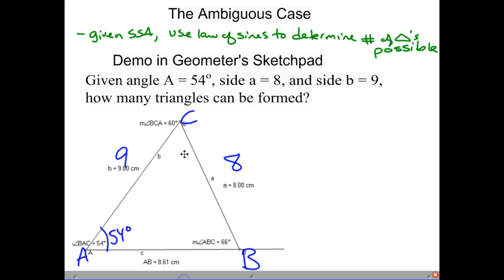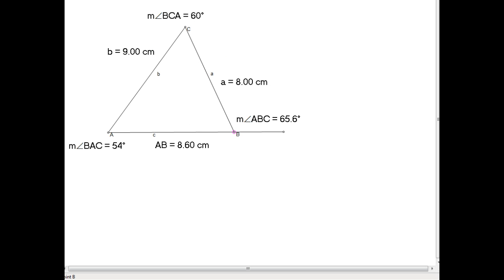Okay? I'm given a side, and an angle that's not between them. So I'm given that side A is 8, side B is 9, and the angle A is 54 degrees. And I'm wondering if there's any other triangles that could be formed given that bit of information. Okay? So let's look at a dynamic representation of this using Geometry Sketchpad.